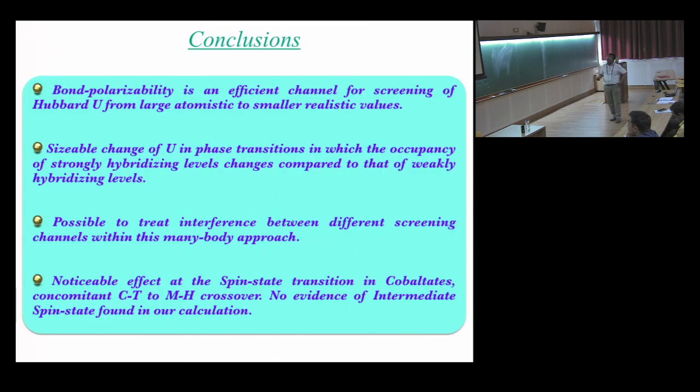So this also sort of explains why early transition metals, which have no electrons in the EG, have a smaller value of U and hence are Mott Hubbard insulators, and the other way around for later transition metals.